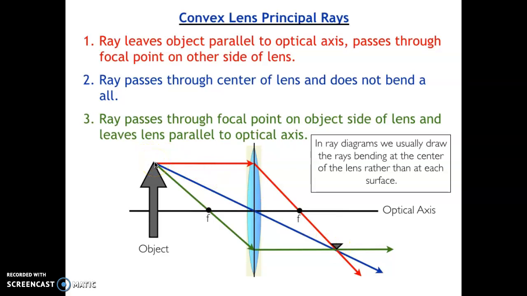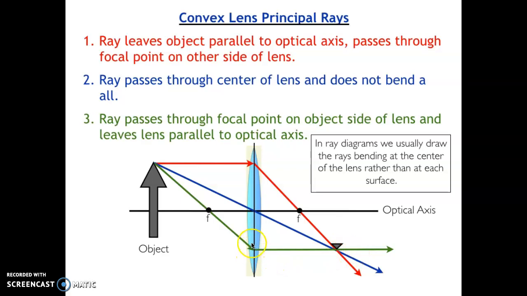Principal ray number 2 goes directly through the center of the lens and does not bend at all. That is an approximation. There's a small amount of bending that this ray does in reality, but as long as the lens is thin, that bending is minimal and we can ignore it to simplify our diagram. The third principal ray passes through the focal point on the object side, and when it gets to the lens, it comes out parallel to the optical axis.